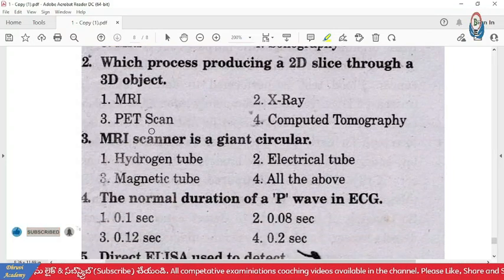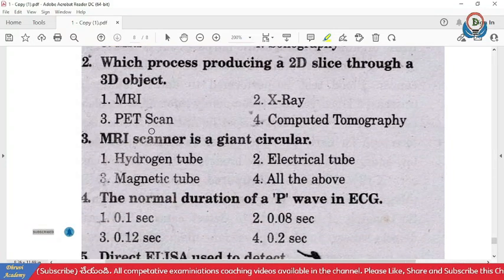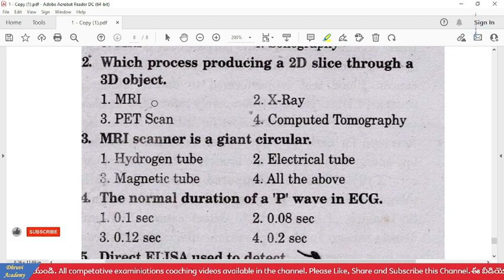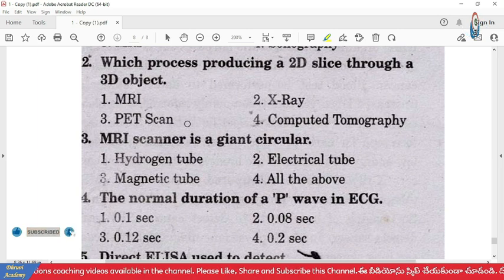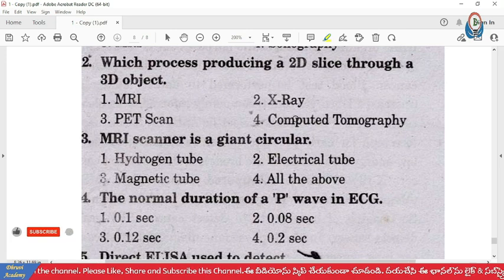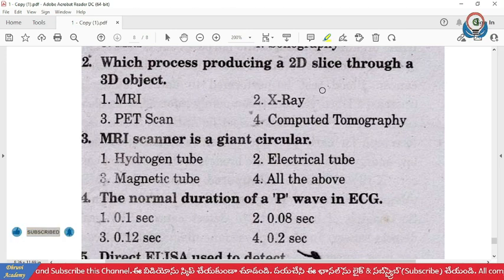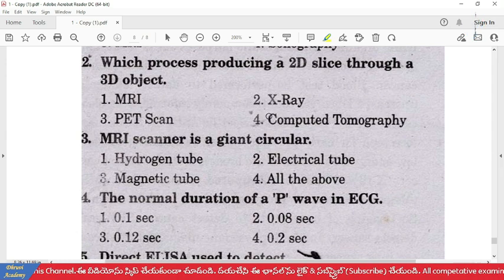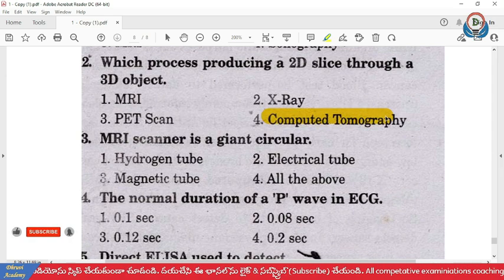Which process produces a 2D slice through a 3D object? Is it MRI, or two X-ray, or third one PET scan, or the fourth one computed tomography? Which is the correct answer? Its answer is computed tomography. This is the right answer.